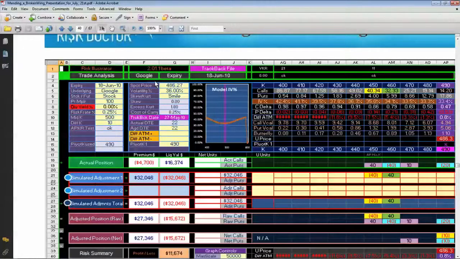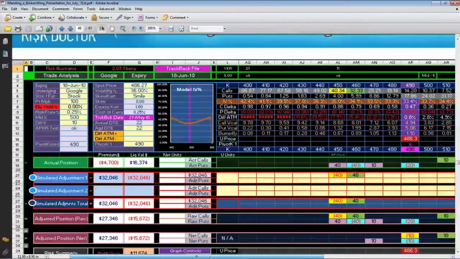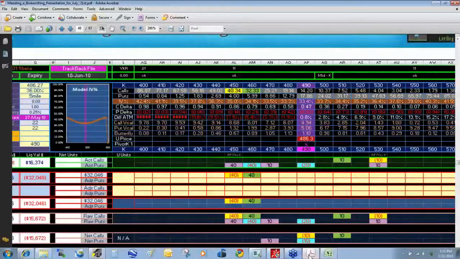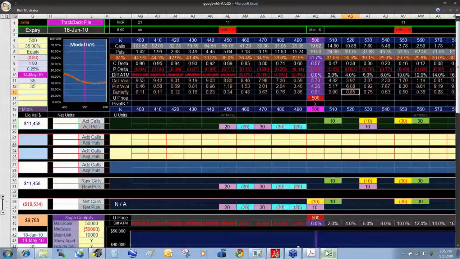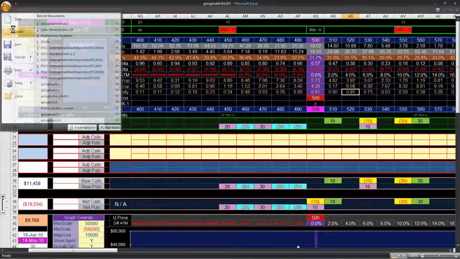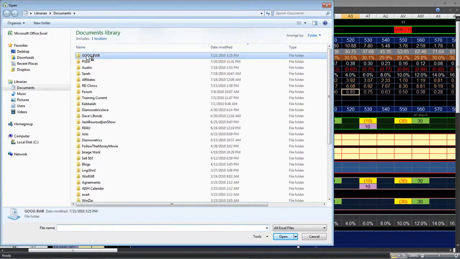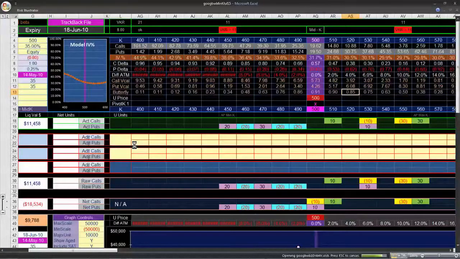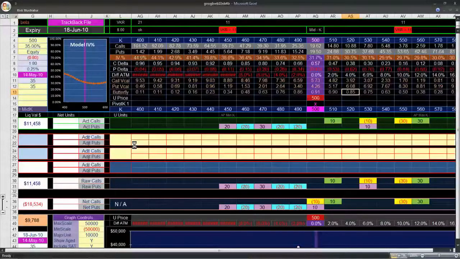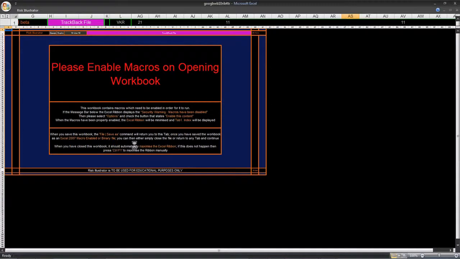Actually, for all the positions, you know what I'm going to do? Because this planning stage is a 40 lot here, I'm going to pull that baby up because I can do that. Go to File, Open. They are in Google BWB and post-trade 10, before trade, right here. See how I name it? Google BWB 10 RI risk illustrated before trade. And it might ask me what I was thinking, but let's see.